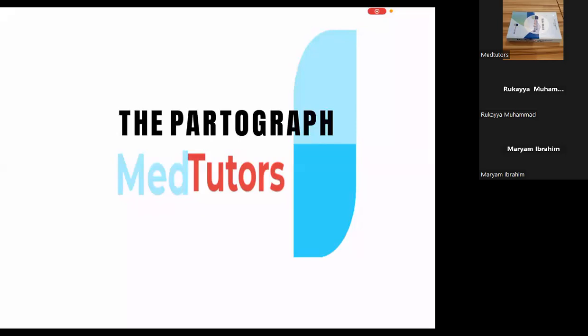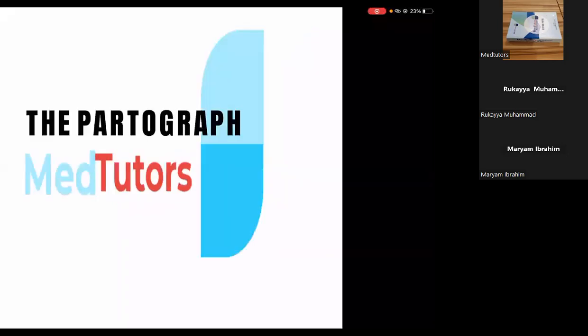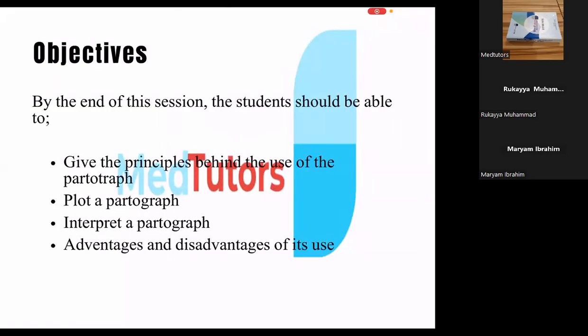Good morning, everyone. So we are going to be discussing the Partograph today. And by the end of this session, hopefully everyone will be able to give the principles behind the use of the Partograph. And then you will also be able to plot one, interpret a Partograph, and give the advantages of its use. So let's start.